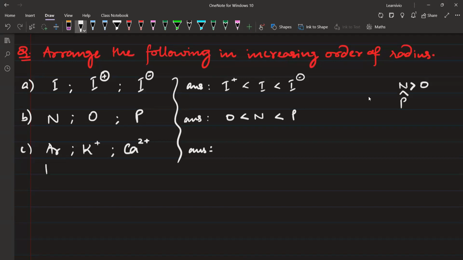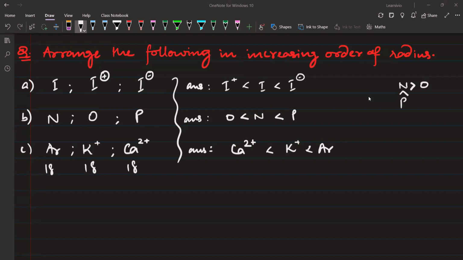And last, all of these are going to have 18 electrons: argon has 18 electrons, this also has 18 and this also has 18, isoelectronic species. So calcium is having 2 positive charge, that's why it will be smallest, followed by potassium positive and followed by argon. Argon, हाँ ठीक है, just incorrect.